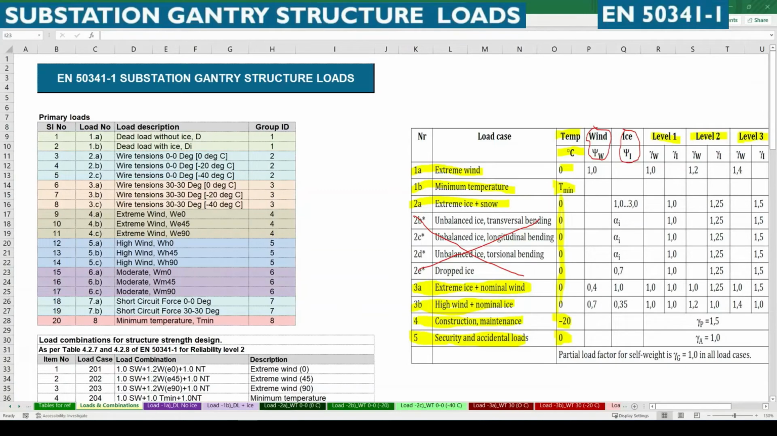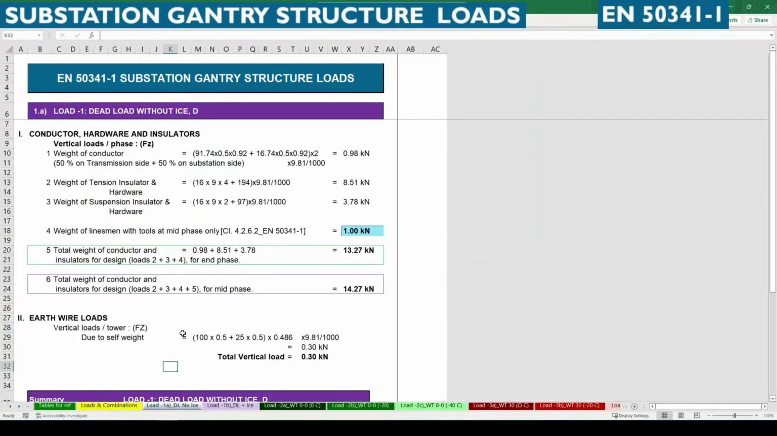So from now we are going to calculate the load cases one by one, up to these 19 load cases. Minimum temperature can be applied directly to the structure in any 3D model software, so we are not going to calculate that now. So the first load case, the preliminary load, is load 1A, a dead load with no ice load.